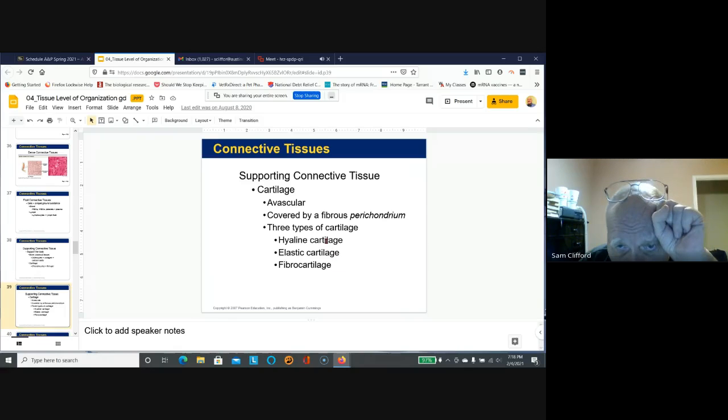So we're going to look at three types of cartilage. It doesn't have any blood supply. It's surrounded by a perichondrium. And we're going to have hyaline cartilage, which is found on the ends of all bones, elastic cartilage, which is found in your ear, and fibrocartilage, which is found in the cartilage in between the vertebra in your spine.